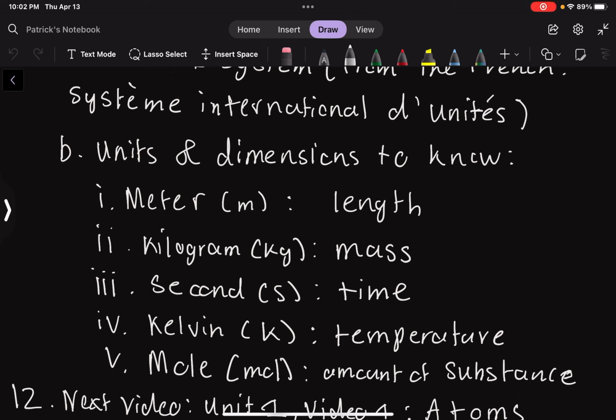Out of these, the last unit, the mole, is actually related to chemistry and it will be covered in detail later on in this series, so it's not necessary to have a working knowledge of it at the moment. But the other 4 units listed here, the meter, the kilogram, the second, and the Kelvin, it is recommended that a person has at least seen these units before they start watching this series and before they start studying general chemistry overall.